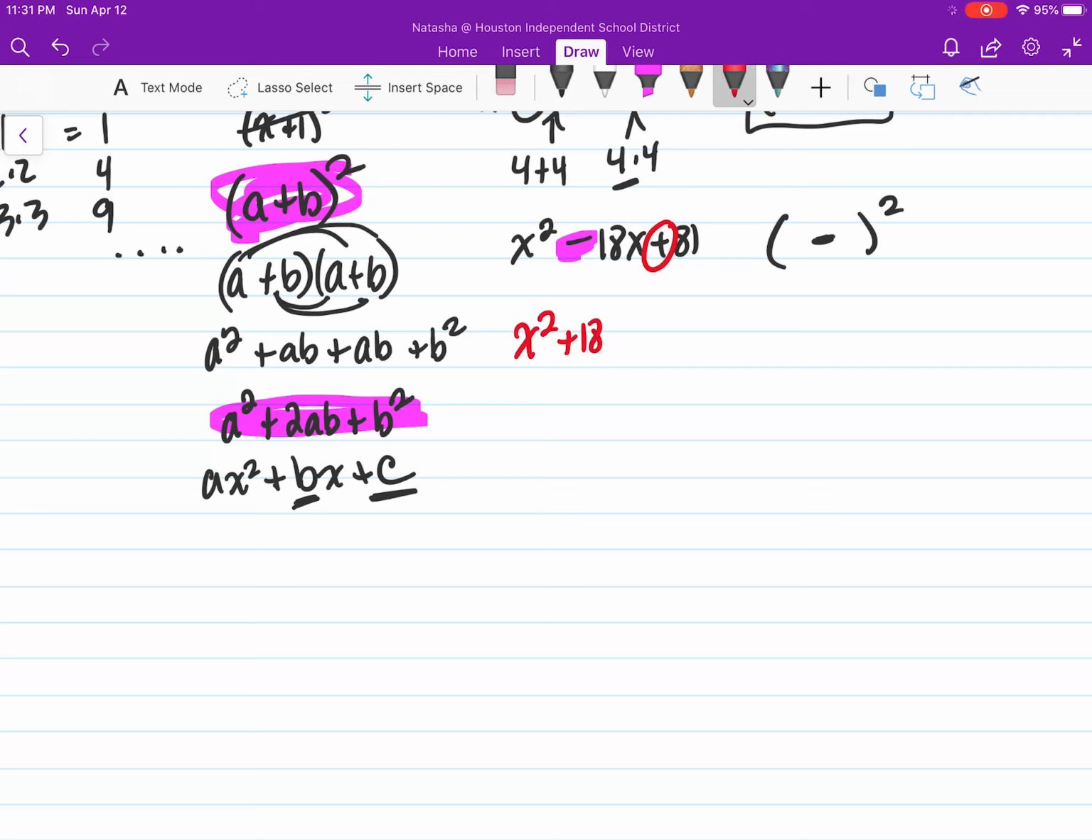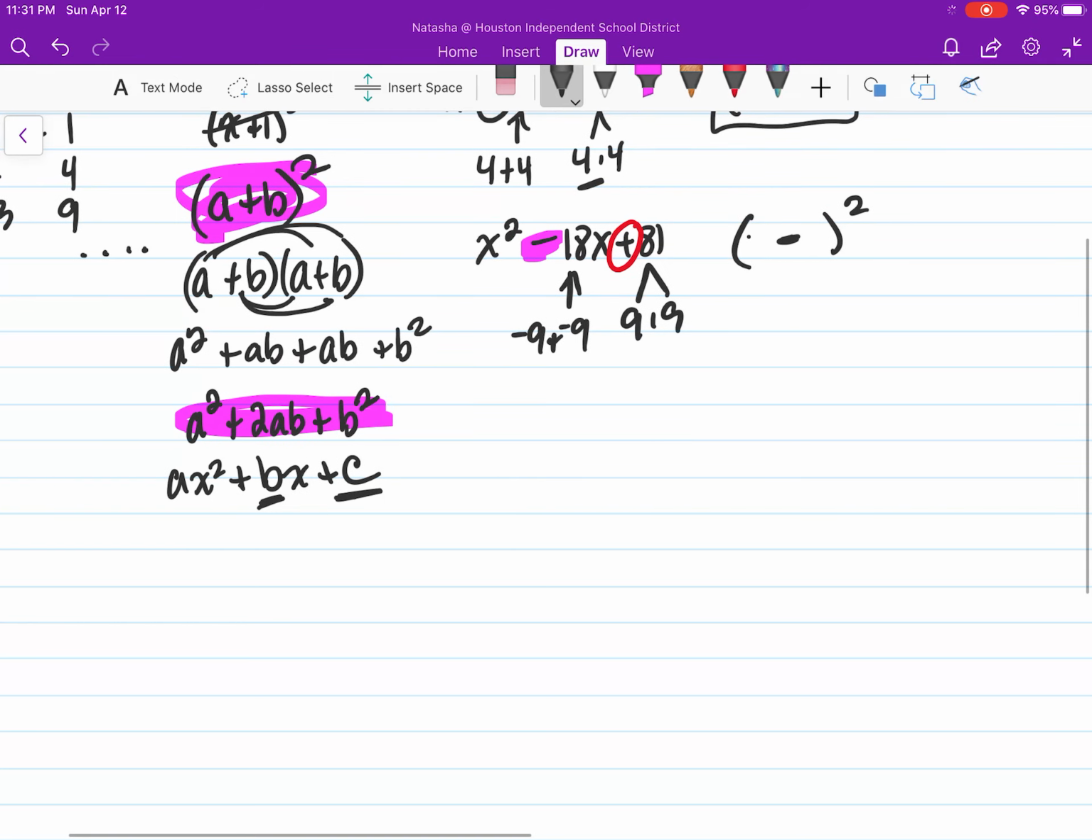The one that can't be negative is this here. That can't be negative. If I were to give you x squared plus 18x minus 81, that is not a perfect square trinomial. So be very careful. Watch for that. That's like a key test to see if you know what you're doing. Okay, so now let's look at the 81, which is a perfect square of 9.